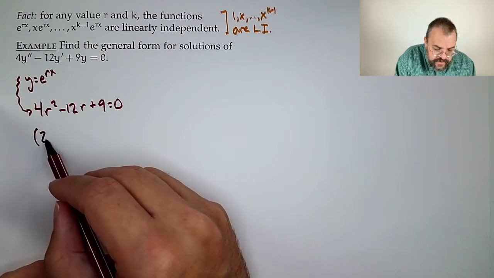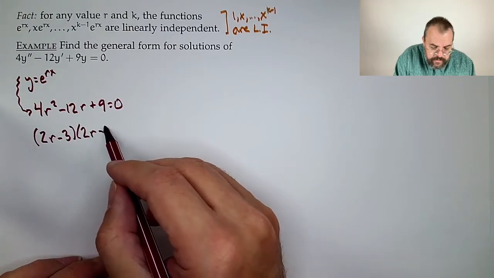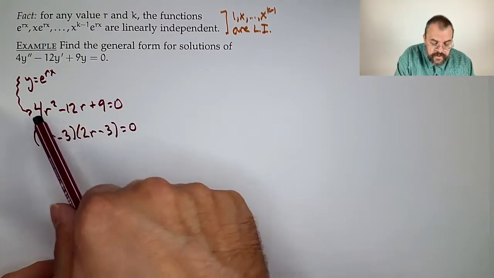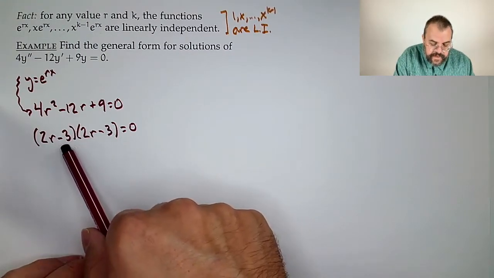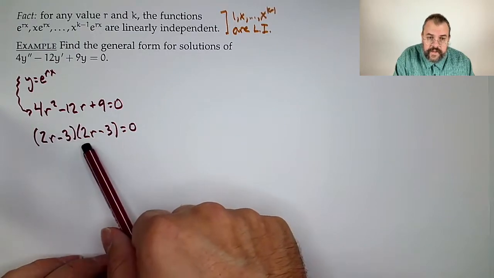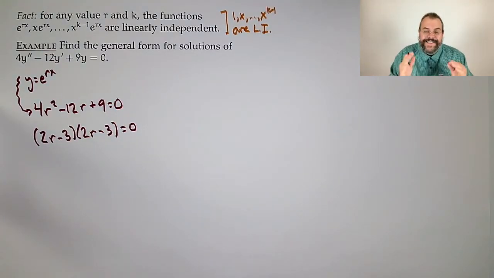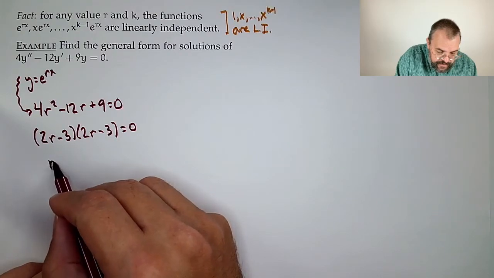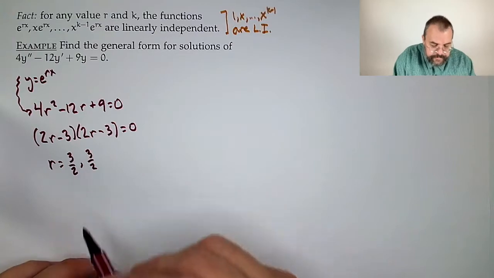Well, it factors as 2r minus 3 times 2r minus 3. And you can check this. 2r times 2r is 4r squared. Then 2r times minus 3, and minus 3 times 2r, that's minus 6r each, so minus 12r. And minus 3 times minus 3 is 9. All right, so yes, good. Now, what do you see? Well, we say, aha, our roots are 3 halves and 3 halves.